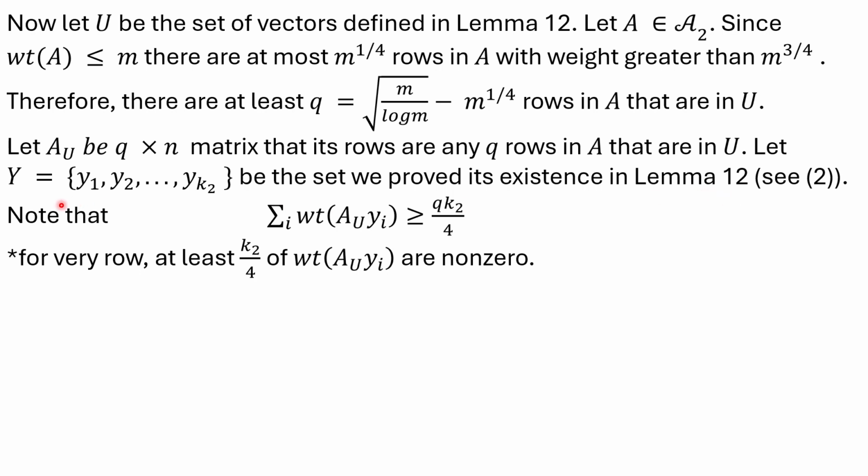Note that if we go over the sum of the weight of AU multiplied by Yi, this is greater than or equal to Qk2 divided by 4. For every row, at least Q divided by 4 of the weight AU Yi are non-zero.